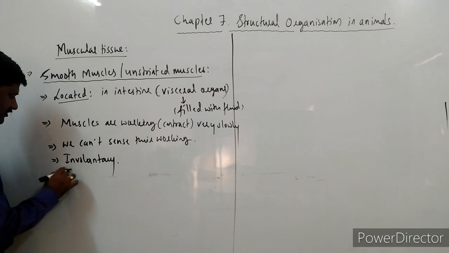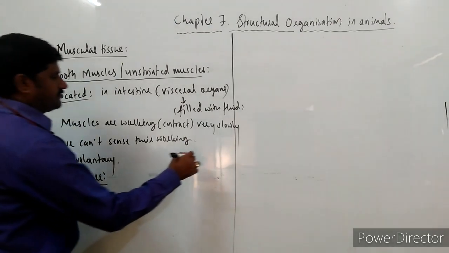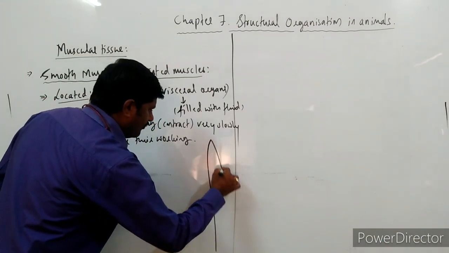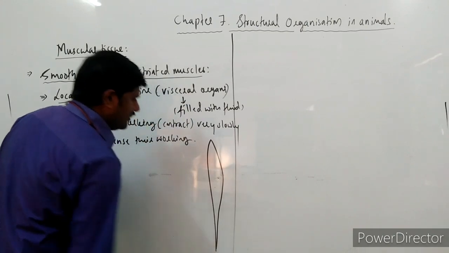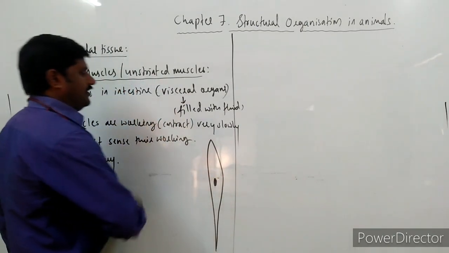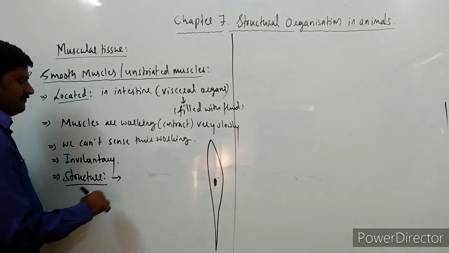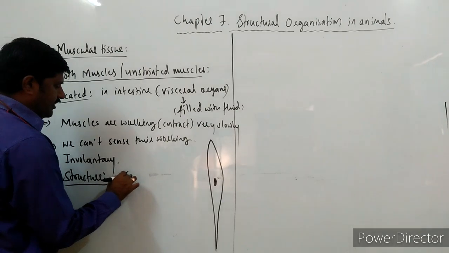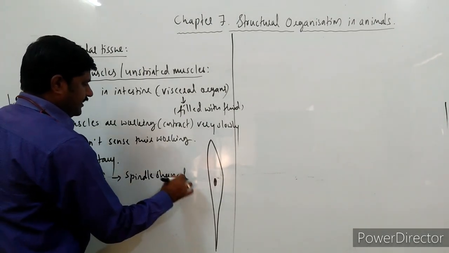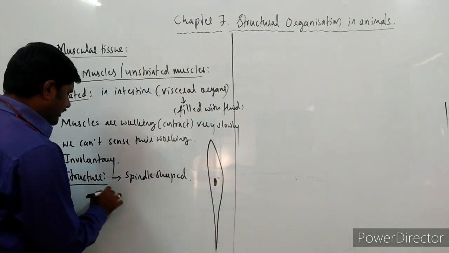And when you go through the structure of these muscle fibers, I had already drawn the diagram of the same muscle. So let us go through the structure of that one. Okay, so in structure, these muscle fibers are spindle in shape. Spindle shaped cells these are, with tapering ends.